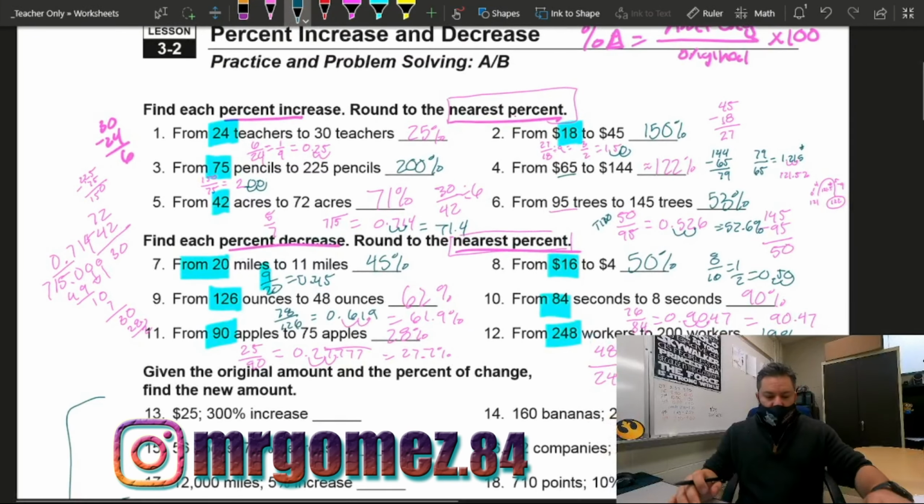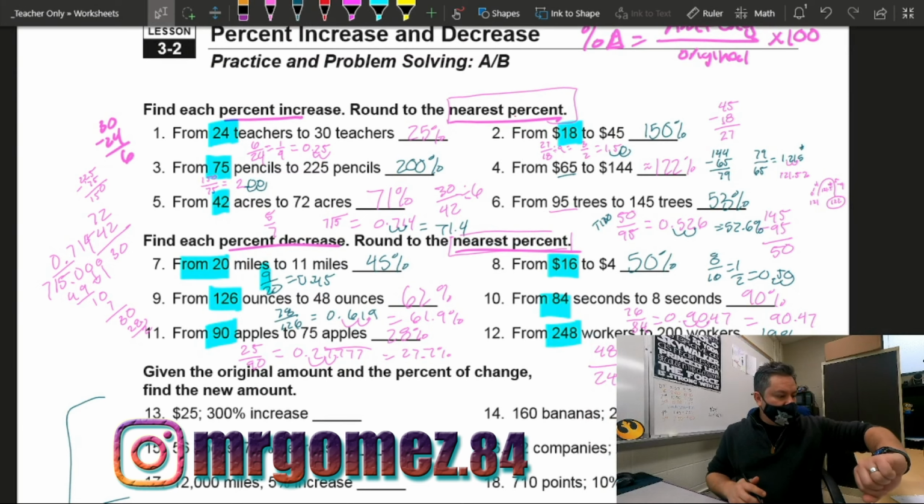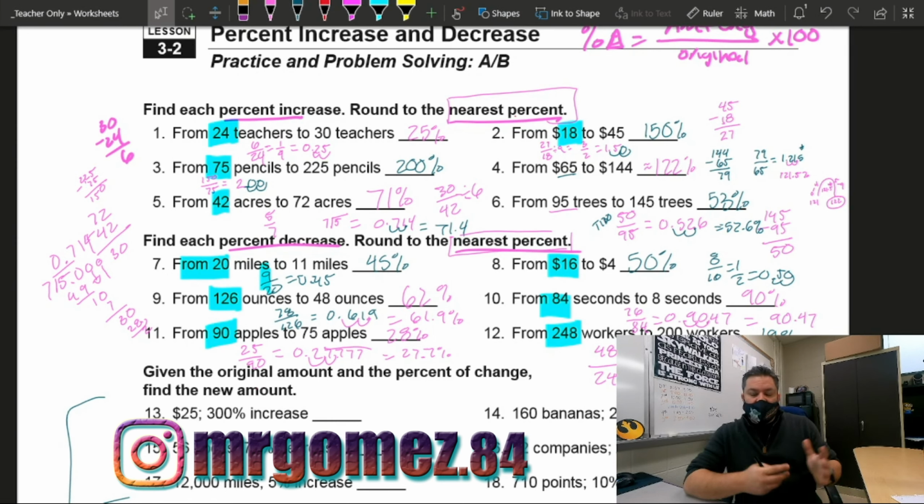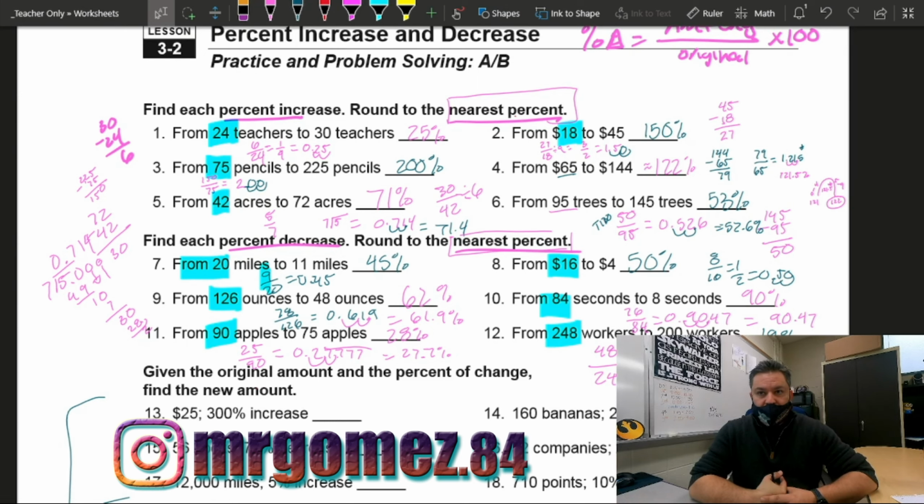So 12 problems in under, I don't know how many minutes, but that's pretty fast. Again, all you got to do is subtract, divide by the original, then move the decimal 2 places to the right, boom, round, and you're done.